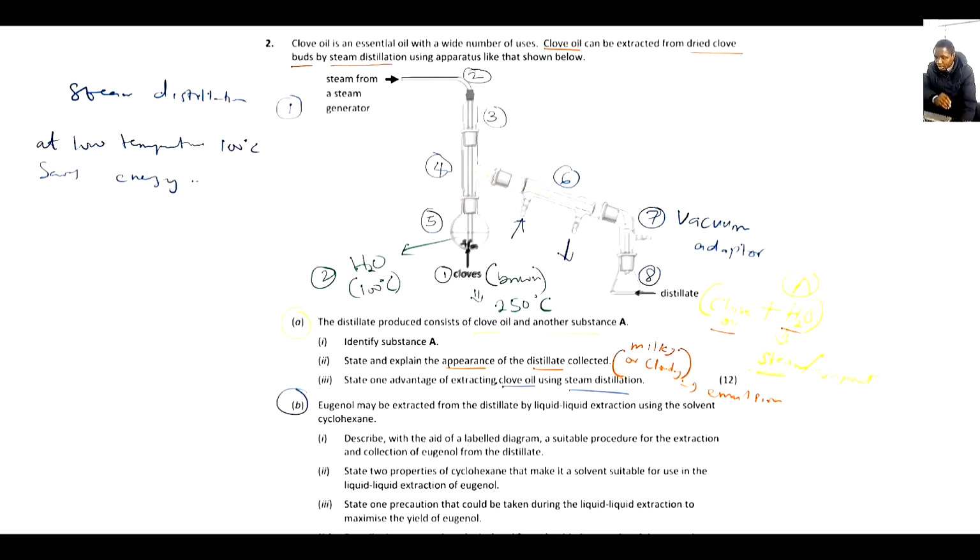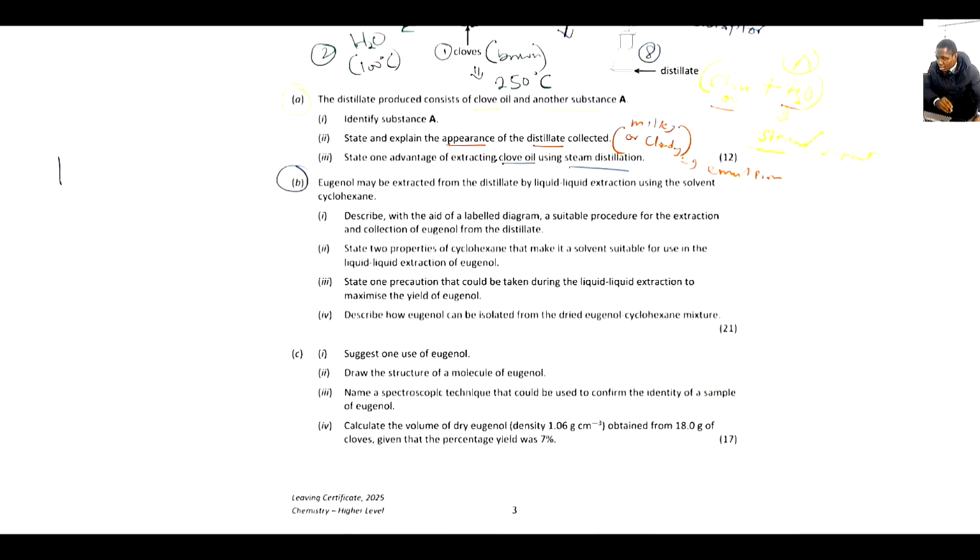Now, when I talk about the B aspect of the experiment, they said eugenol may be extracted from the distillate by liquid extraction. The first thing is we have extracted the clove oil by steam distillation from the cloves. Now we have our distillate, in the conical flask.